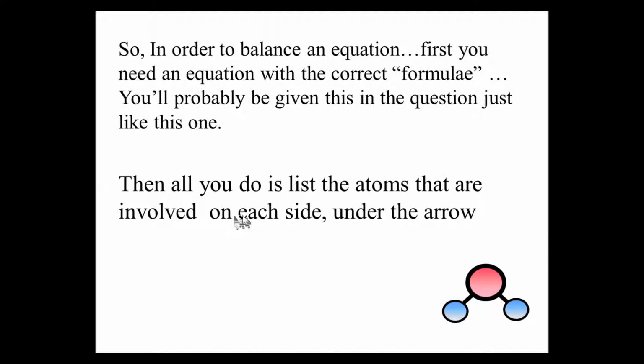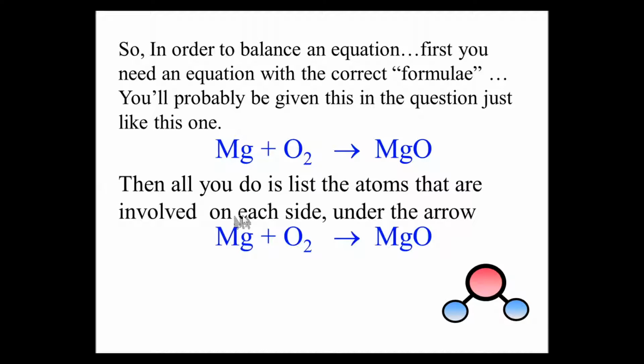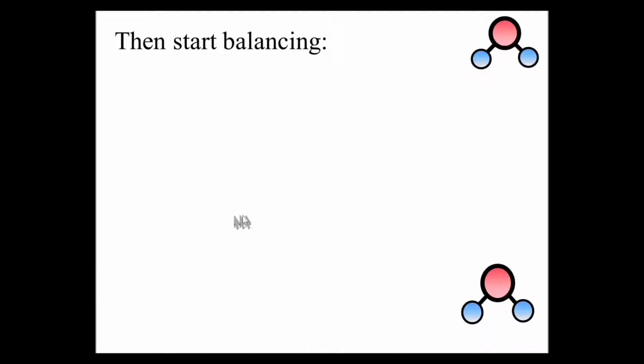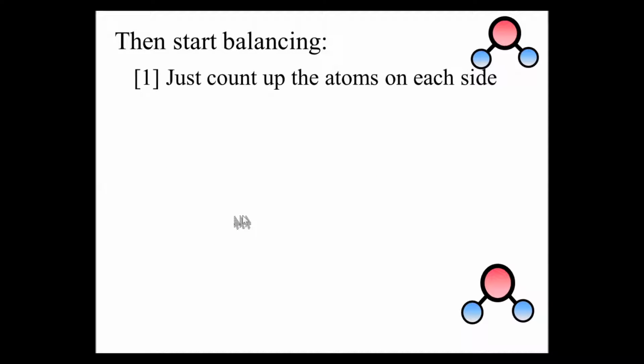So you want to make sure that you have an equation that has the correct formula written. You're probably going to be given an equation like this one. And so what you want to do is go ahead and write all the atoms that are listed there underneath the arrow. That's going to be the easiest way to start. And then to start balancing, you're going to count up the atoms of each element on each side of the equation. So on the left side here, I have 1 magnesium.